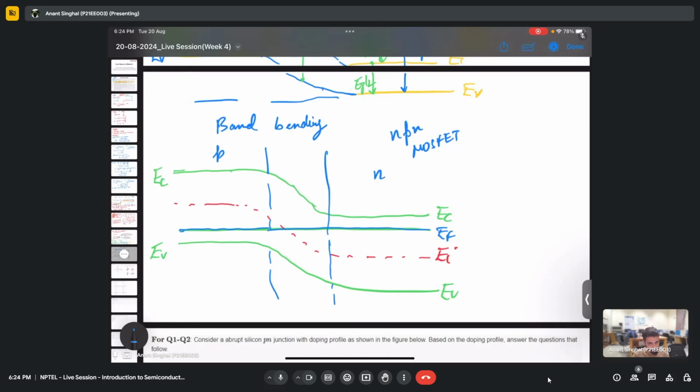Here, by equilibrium, what do you mean? Is it thermal equilibrium or electrical? Thermal equilibrium. Is it fine with everyone? I hope that there are no further doubts.